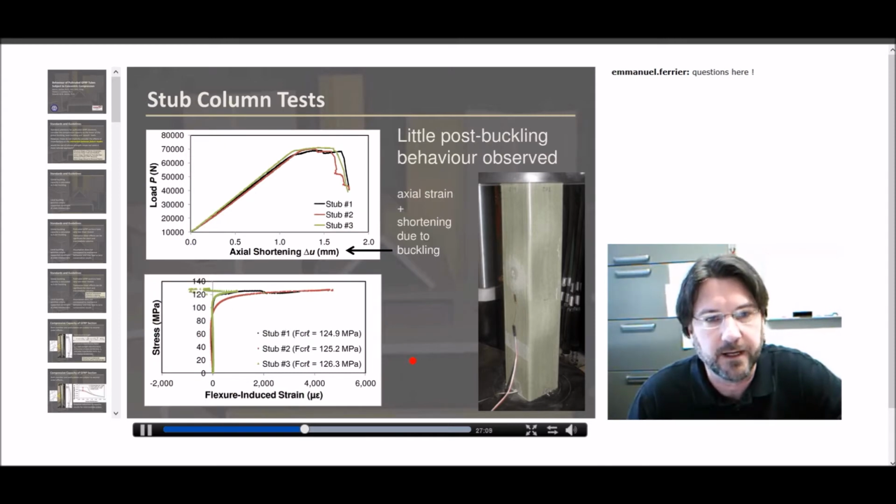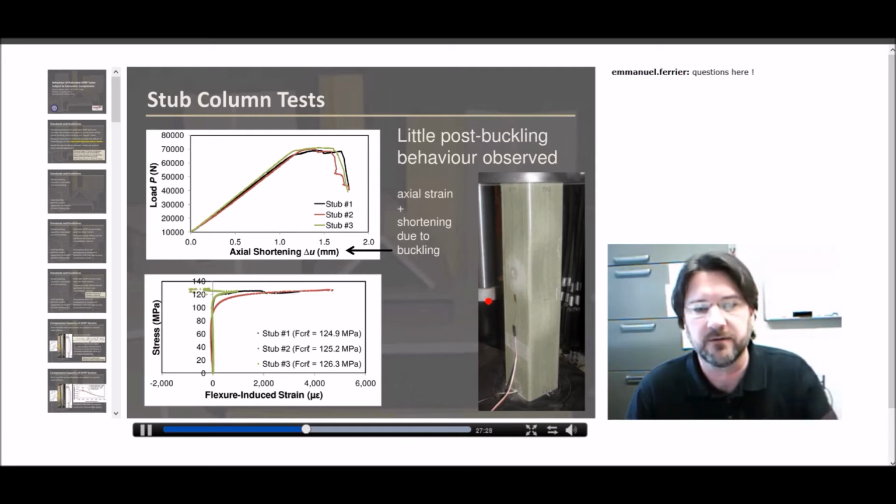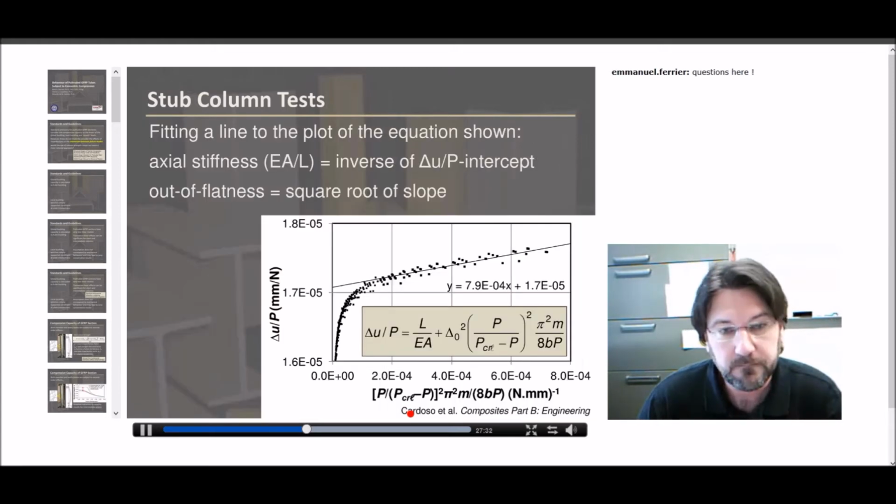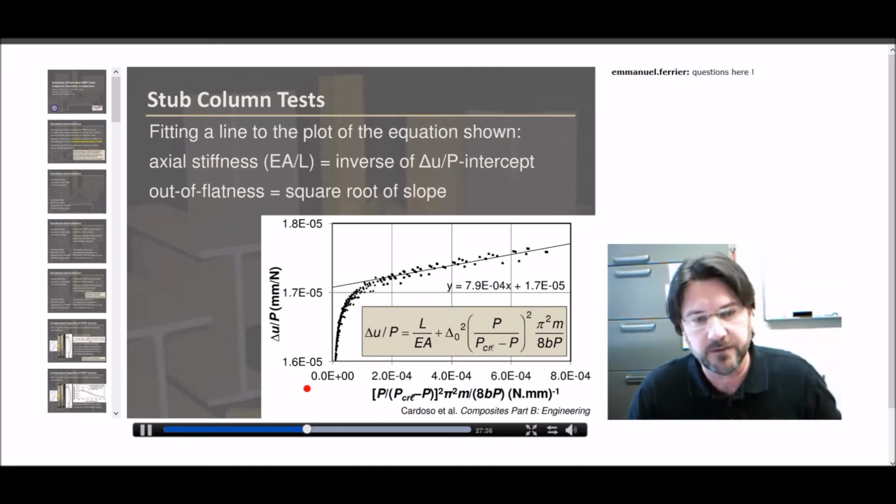Experimental data. Just an example of the stub test. It's very, very repeatable. Very little post-buckling behavior was observed, and the flexure-induced strains were, again, also very, very repeatable, very consistent from these strain gauges that were installed to capture the flexure of the wall itself as it buckled. So each individual test we have to apply the Southwell method to.